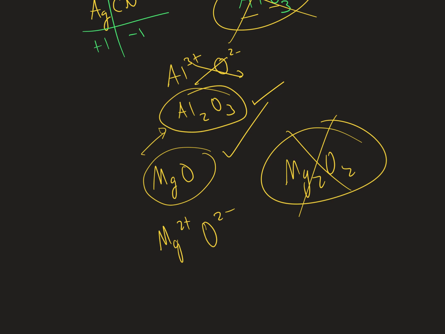So here's an example. Aluminum is the name of the cation. Change the ending of the second one, the anion, to IDE. That's how you name binary ionic compounds with main group elements. Aluminum oxide.